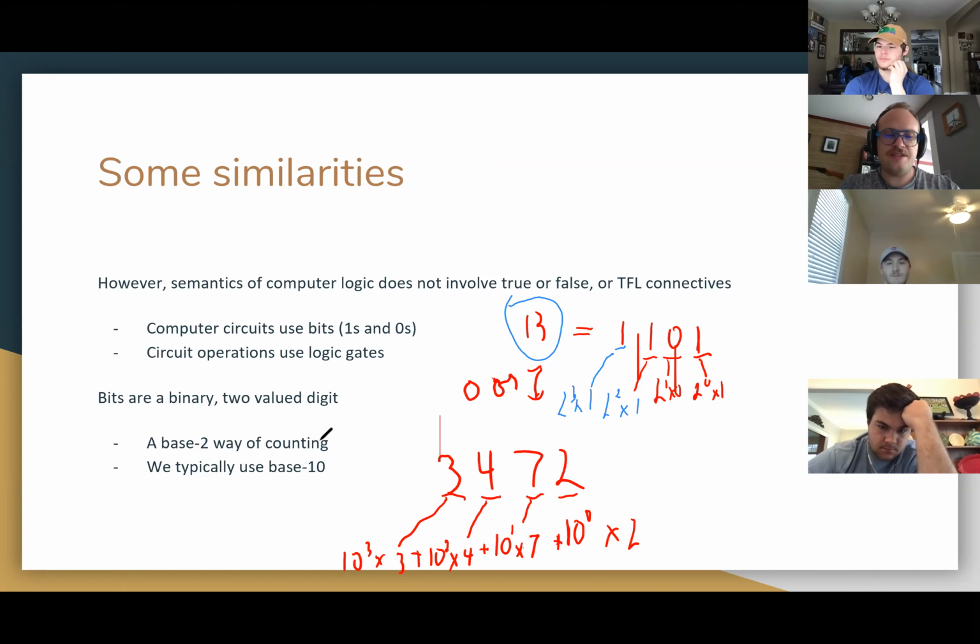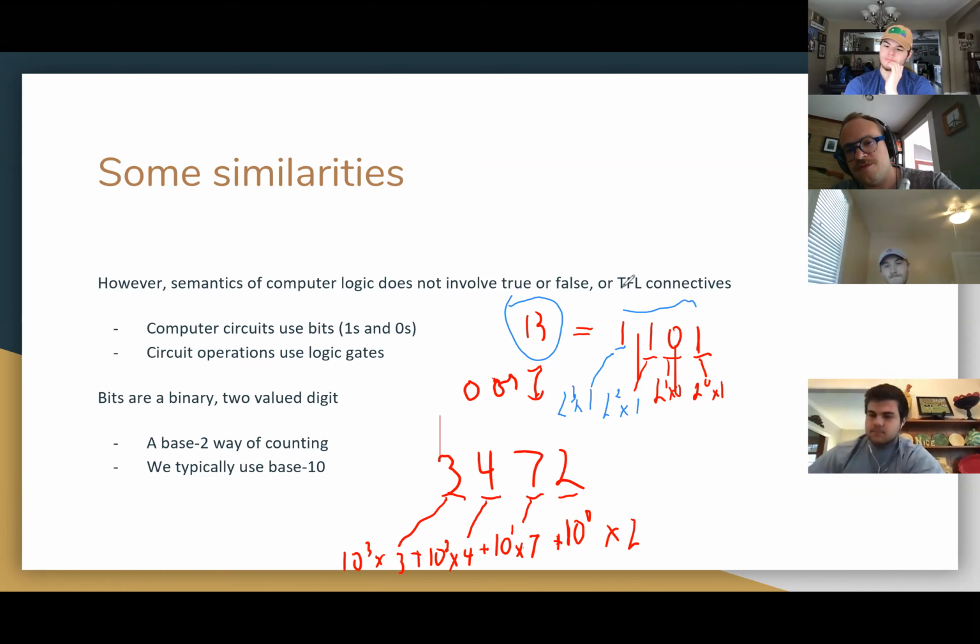So this exercise I just did is just to illustrate what base 2 counting is and what binary digits are relative to base 10 counting. So base 2, if you think about it, if we have an unlimited number of digits, we can represent any base 10 number. It just takes a lot more digits to do that, right?